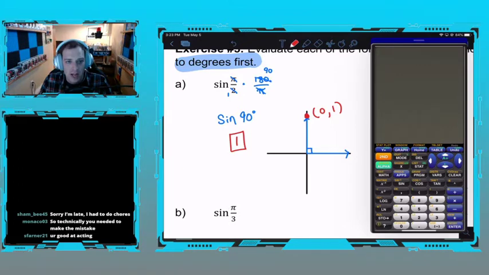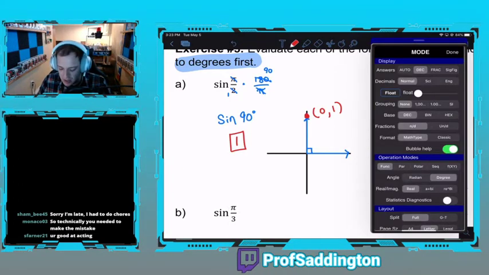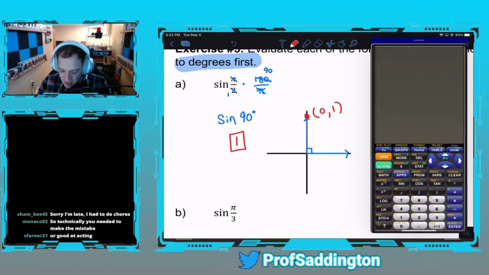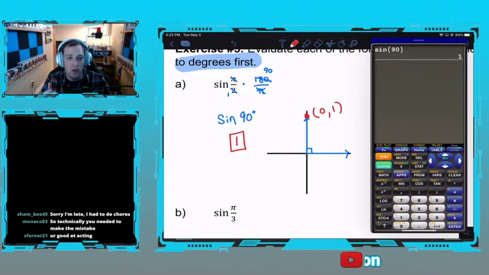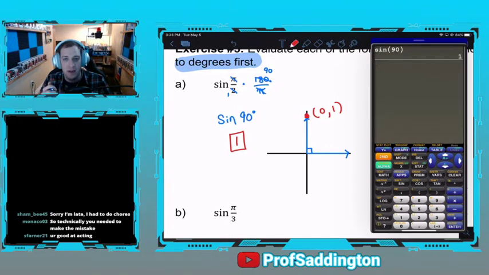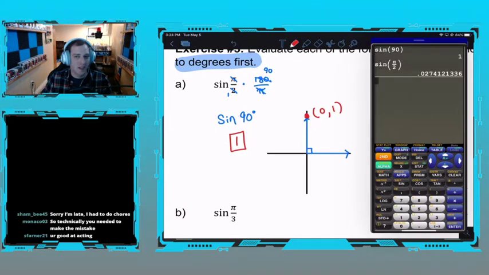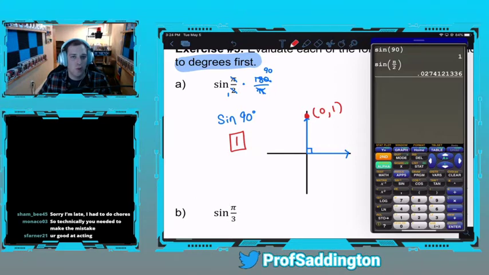So I can start off. I know my calculator is already in degree mode because I set it up that way earlier. So I'm just going to type in sine of 90, and the answer should come up to be 1, which it does. So I know my answer is right based on what I had there. But what I want to do is check to see if my original answer, the pi over 2, because that's what we started with, works. If I type that in and press enter, the answer is not coming out to be 1. And the reason why is because our calculator is in degree mode.